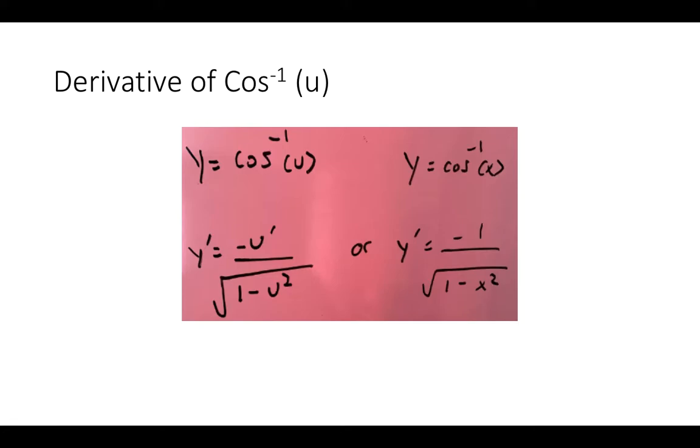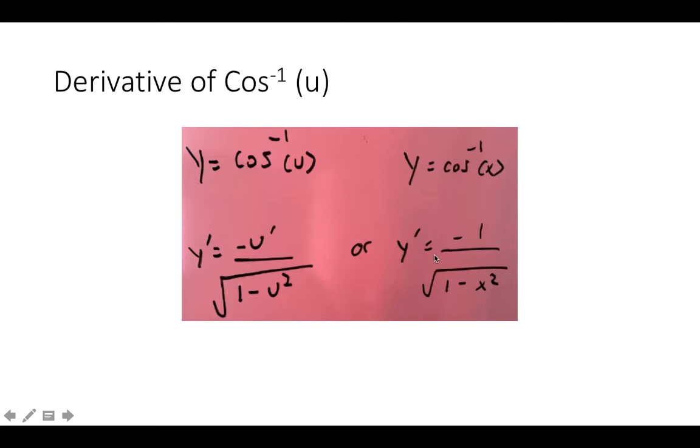But you can also use this formula, which is the most common one. It's basically negative 1 divided by the square root of 1 minus x squared. I like the first formula better because I get to break u down and I just insert u prime and u into the function and I get my answer. But you can use this one as well. I'll be proving this one later in the video.